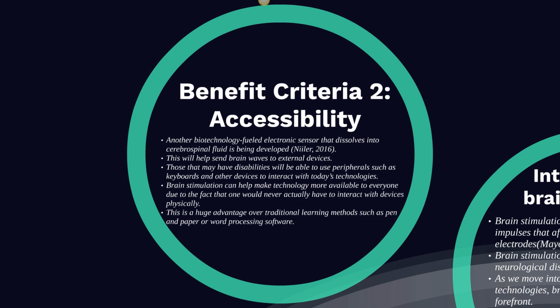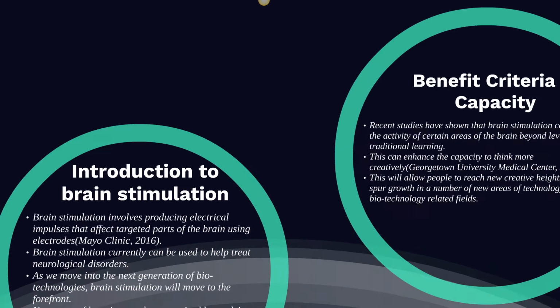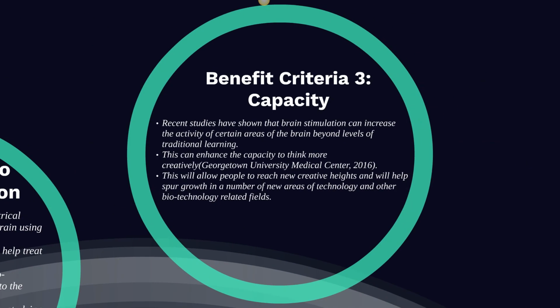And again, brain stimulation can help make technology more available to everyone. And this is kind of due to the fact that if this electric sensor is realized, you may never actually have to interact with the device physically. It may all be through this brain stimulation. And this is, again, a huge advantage over traditional learning methods, such as pen and paper or word processing software, because it opens up the possibilities exponentially. The last criteria I wanted to apply here was the capacity.